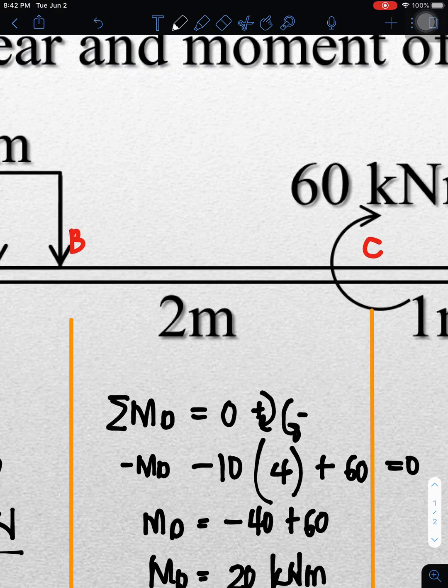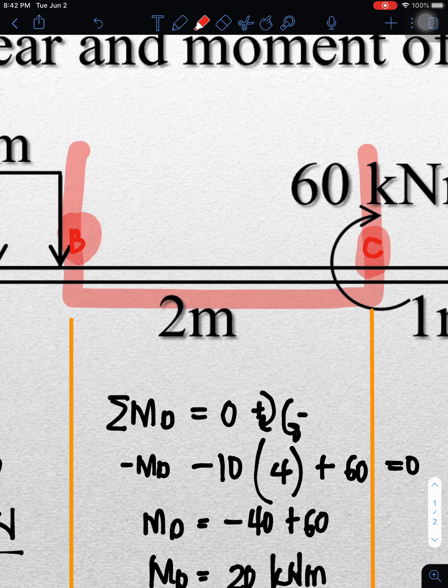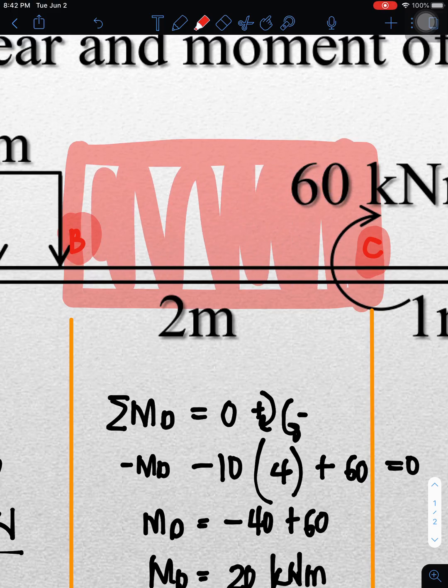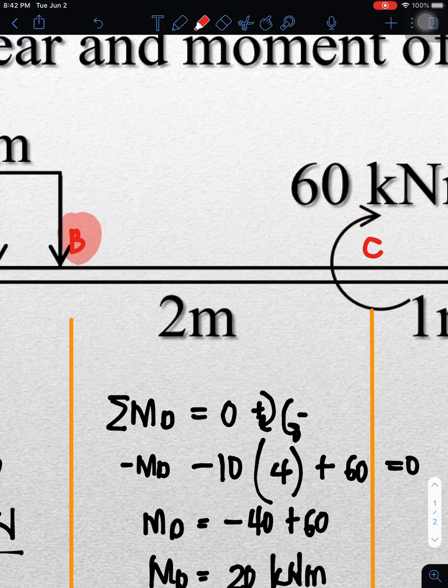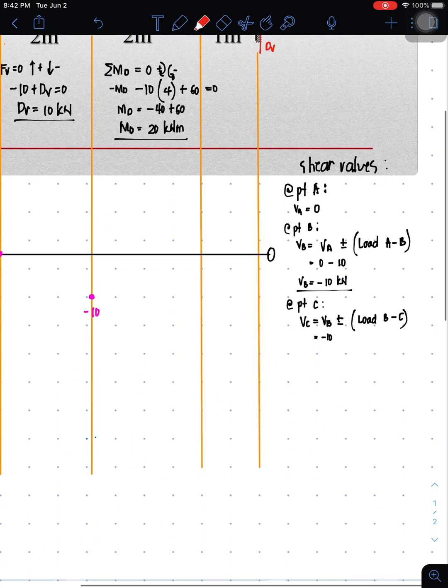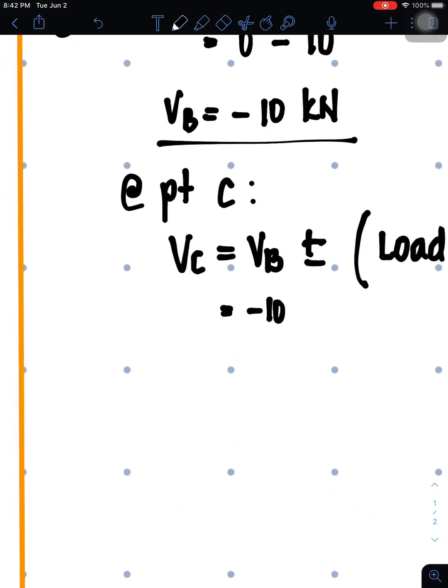So this is our B and this is our point C. And as you can see, walay load nga na-include diha. No? So wala may load, so therefore this is 0. So you have to plus or minus. So plus lang ako ibutang. Anyway, that's 0. So VCDI is just negative 10.